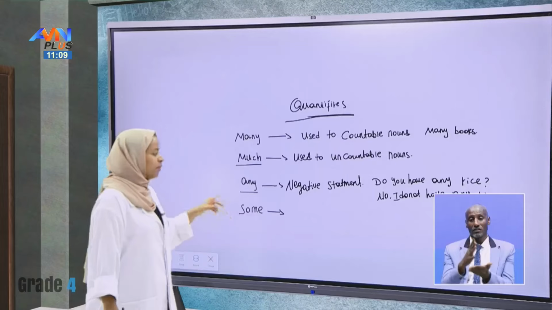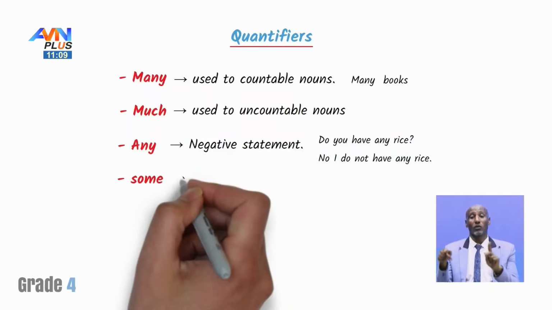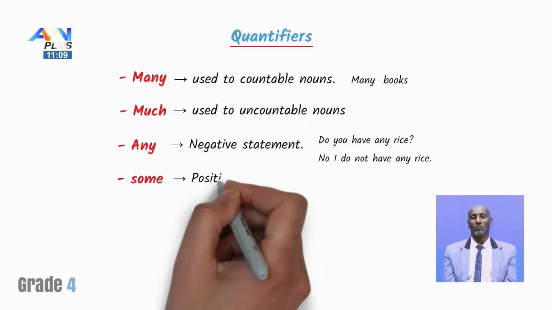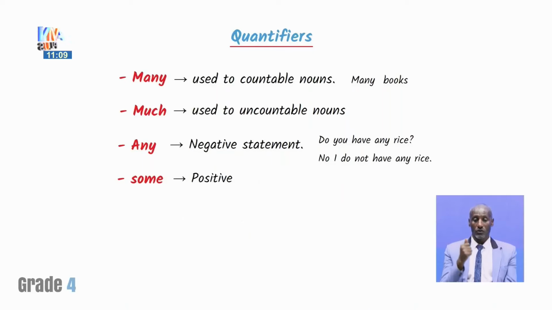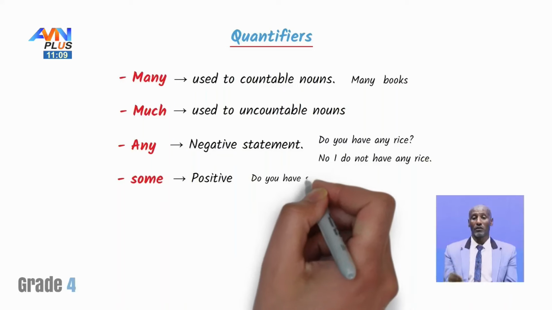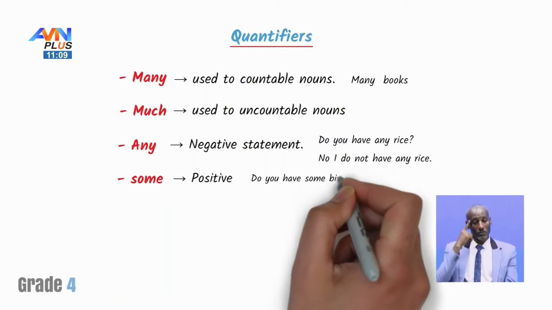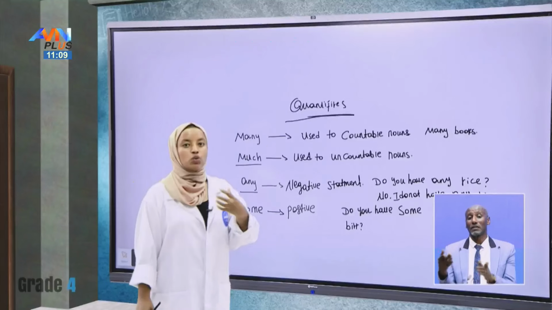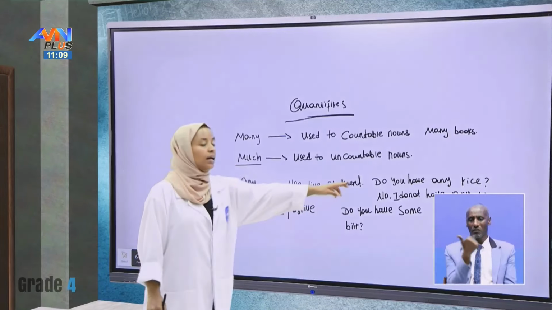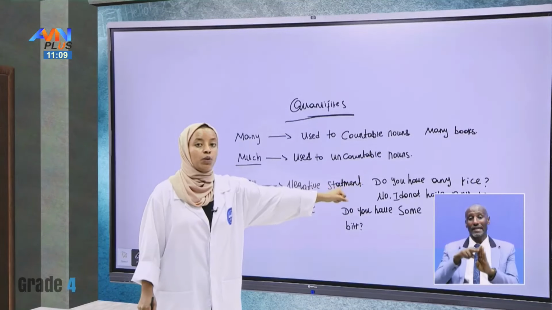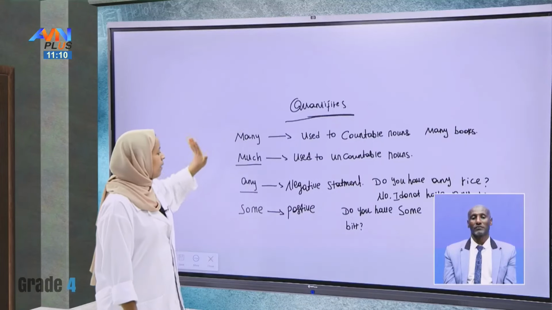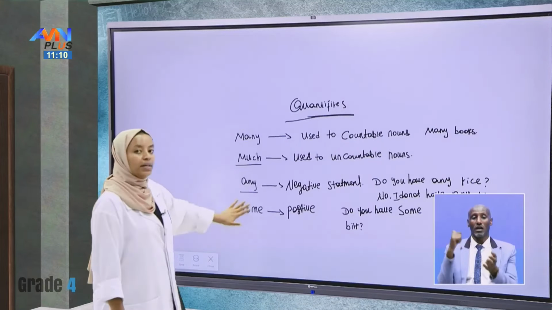We use some for positive statements. Do you have some bird? This is for something positive, that you have already. But any is for a negative statement. Here are many, much, any, and some.